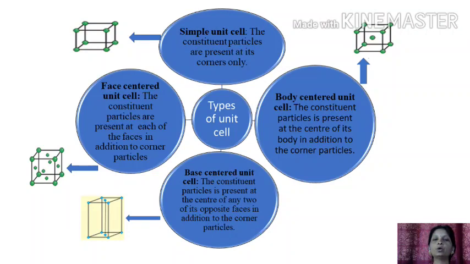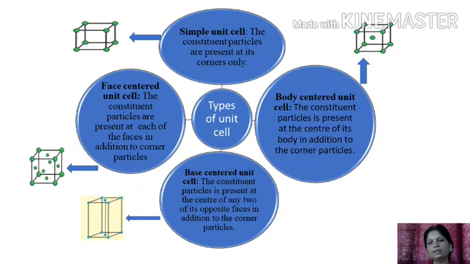Now we'll discuss the types of unit cell. There are in all four types of unit cell. See the figure very keenly here. Firstly, we will discuss the simple unit cell. The constituent particles are present at its corners only. In the body-centered unit cell, a constituent particle is present at the center of its body in addition to the corner particles.